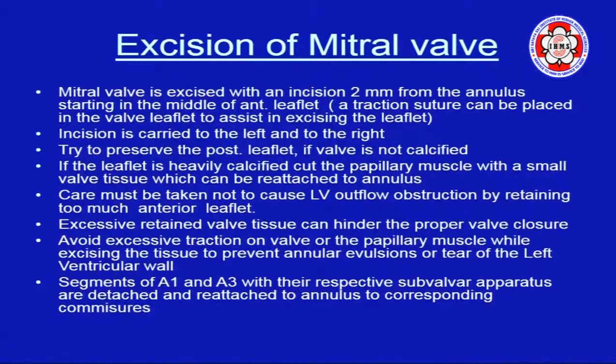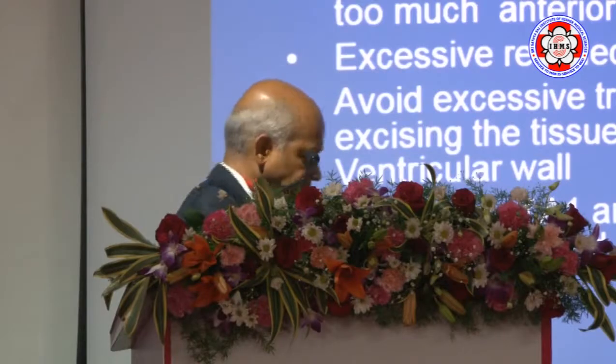They also retain excessive tissue that can hinder the proper function of mechanical valves. Avoid excessive traction on the valve or the papillary muscle while excising the tissue, to prevent any annular avulsion or tear of the left ventricular wall. The segments of A1 and A3 with the respective subvalvular apparatus, retain them and reattach to the respective commissures. This way, the entire anterior leaflet is free and only supported at the commissure levels, basically opening the whole LV outflow without any hindrance.